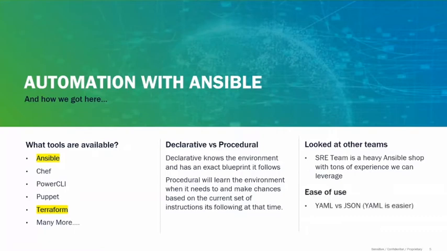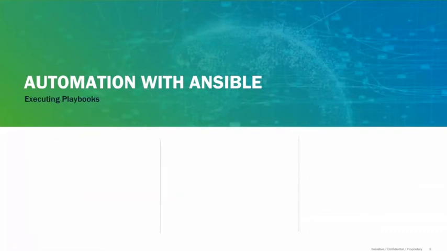And then our last decision is really just the ease of use. The language that Ansible ingests is YAML, and Terraform uses JSON. We found that both of them are fairly easy to use, but YAML is just that much easier. It's very human readable. It's very easy to write, to read, to learn. So ultimately, we went with Ansible and using YAML.